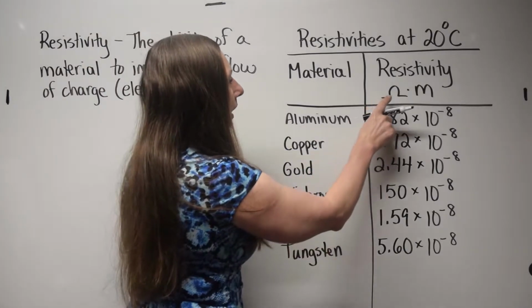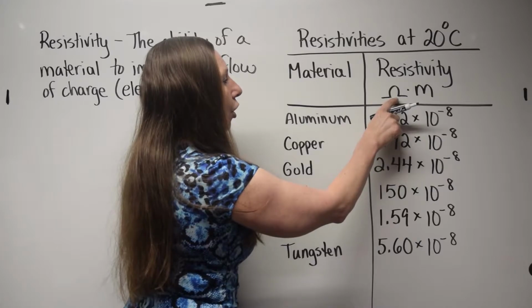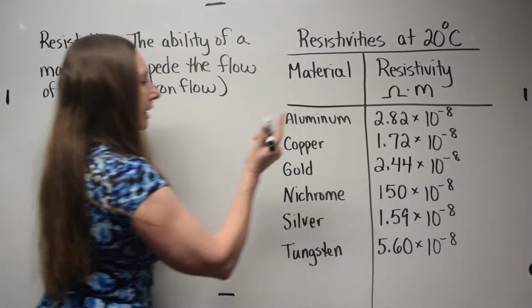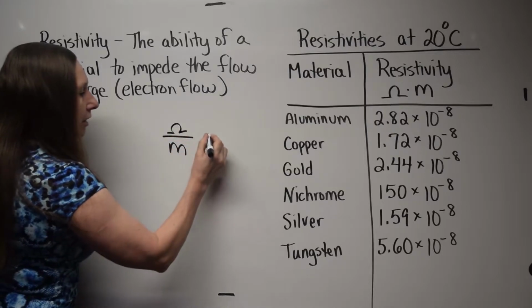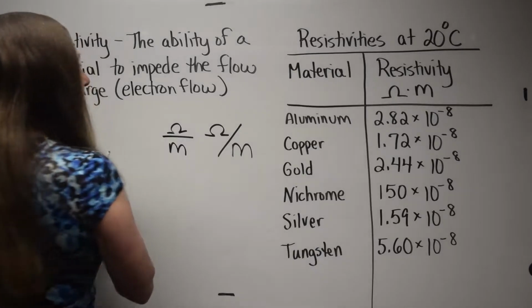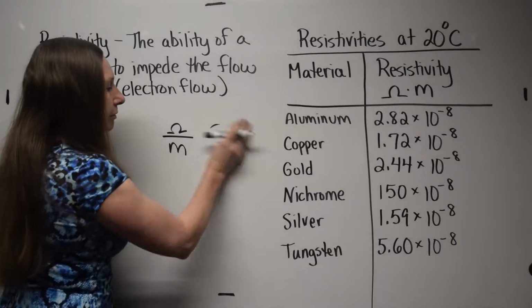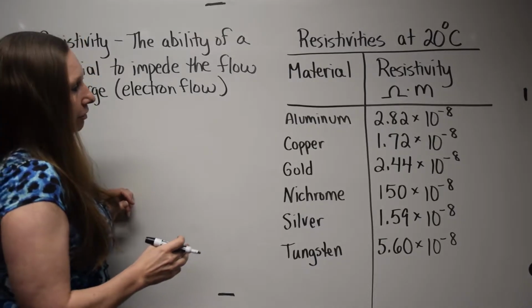Now, take a look at the unit for resistivity. This is ohm times meter. Now, be careful. It's not ohms per meter. Don't say ohms per meter because that's not what this is. This is ohms times meter. If you accidentally say ohms per meter, that's going to be wrong.